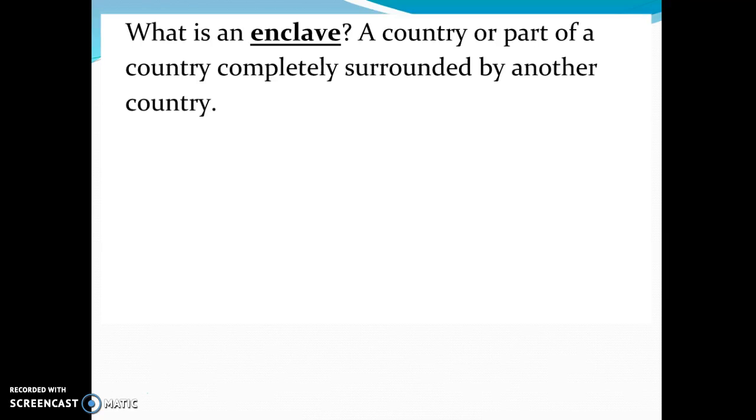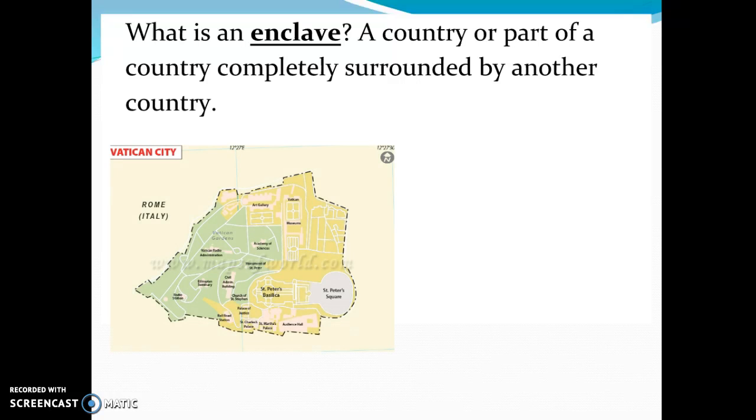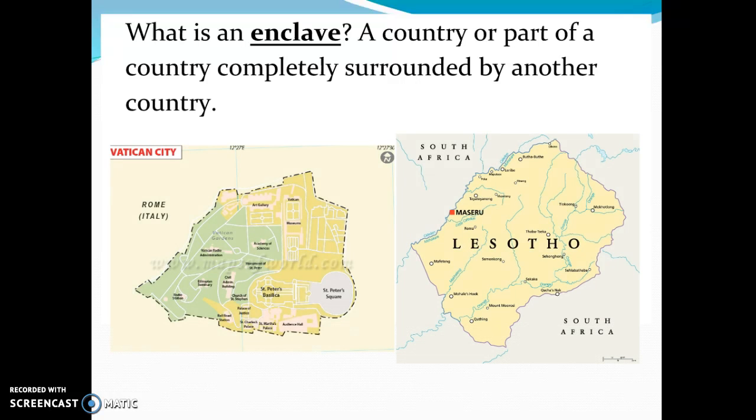They are called enclaves. An enclave is a country or a part of a country that is completely surrounded by another. So Lesotho or Vatican City are good examples of an enclave. If you have a hard time remembering this, look at the first four letters, encla. Okay, and think of enclosure. So they are enclosed entirely by another country.